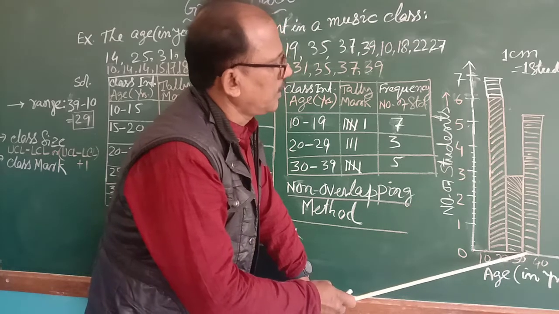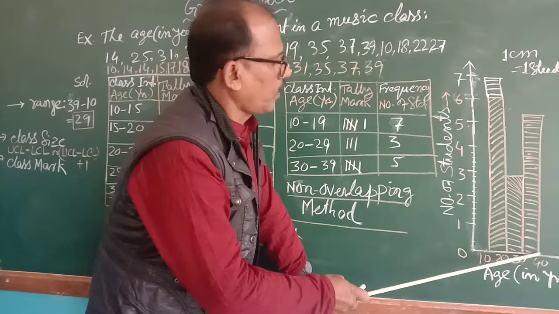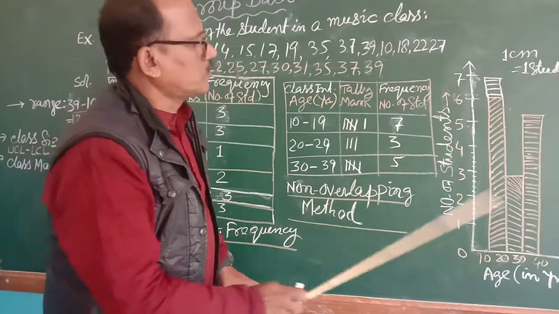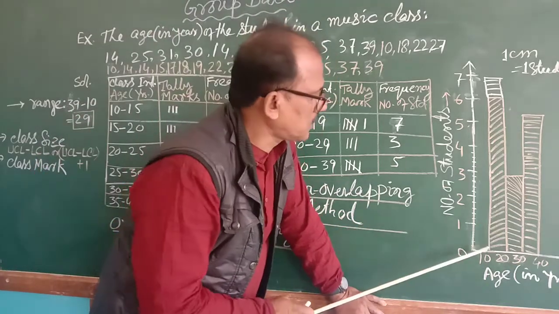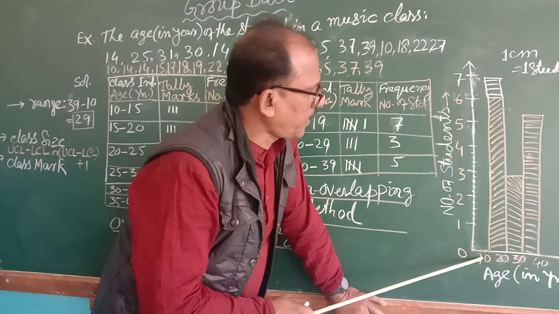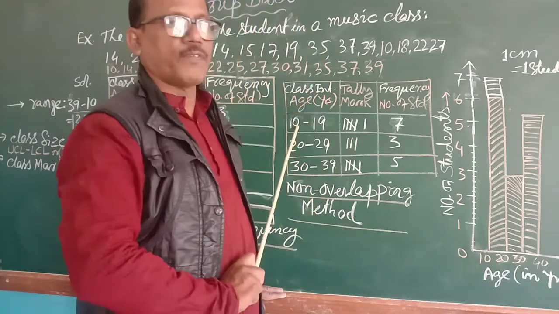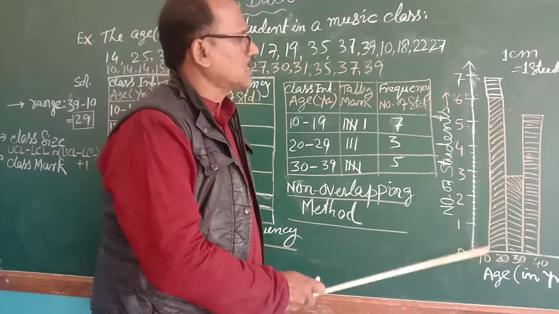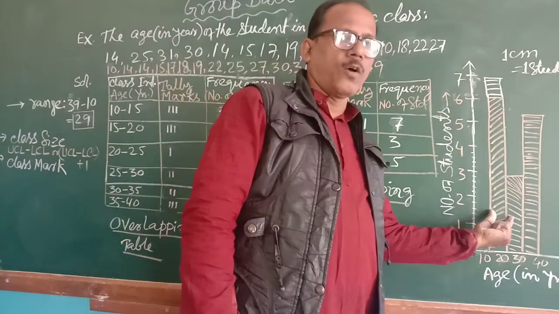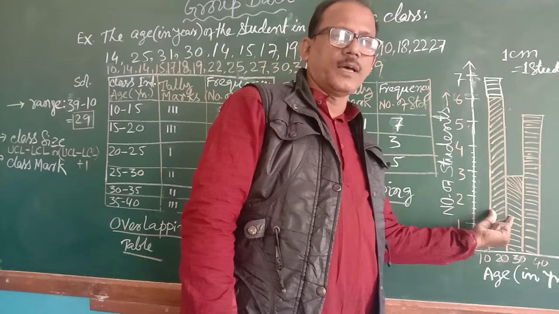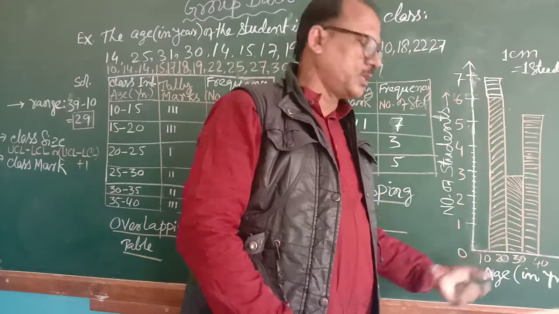Then the next group, 40, how many students are there? 5 students are there. It has gone up to this. So see, how will you do it first? For the first class, you write down how much it has gone. Decide yourself how much thickness you will give each bar. That much thickness you give.